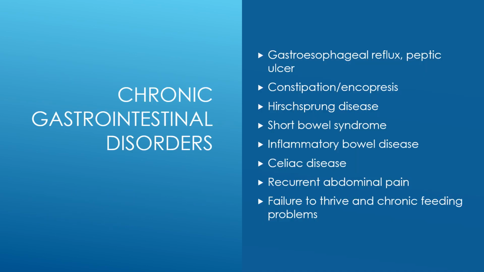All right, that's all of our acute ones. Now, our chronic GI disorders. We can talk about reflux or peptic ulcer is chronic. We can talk about constipation or encopresis.